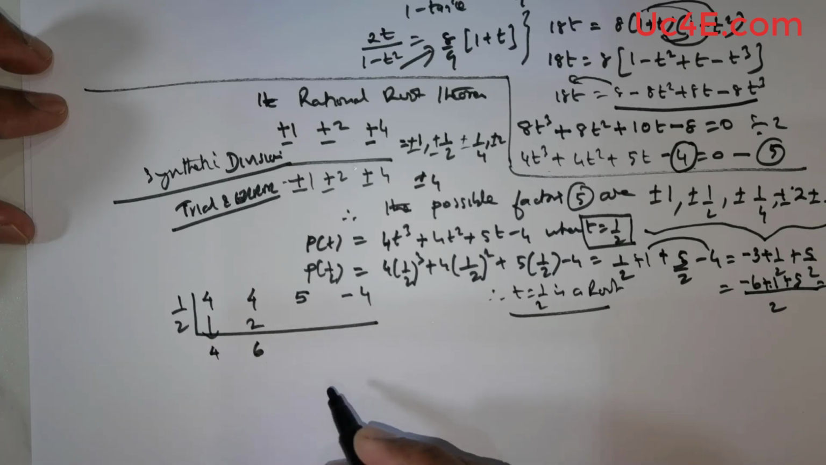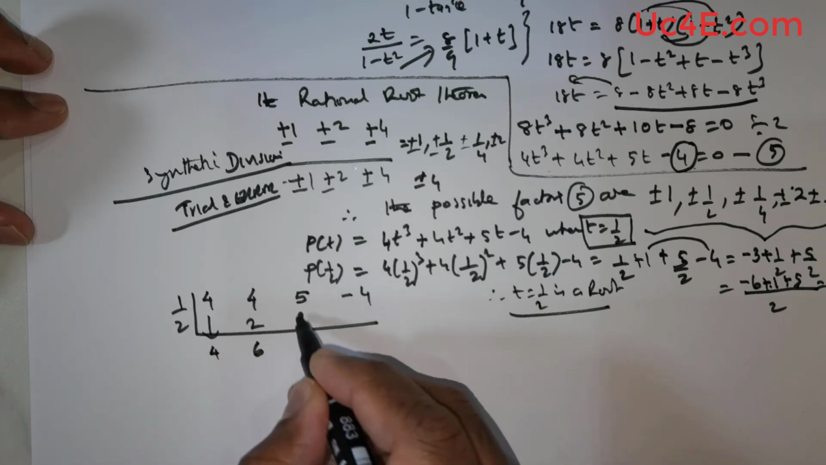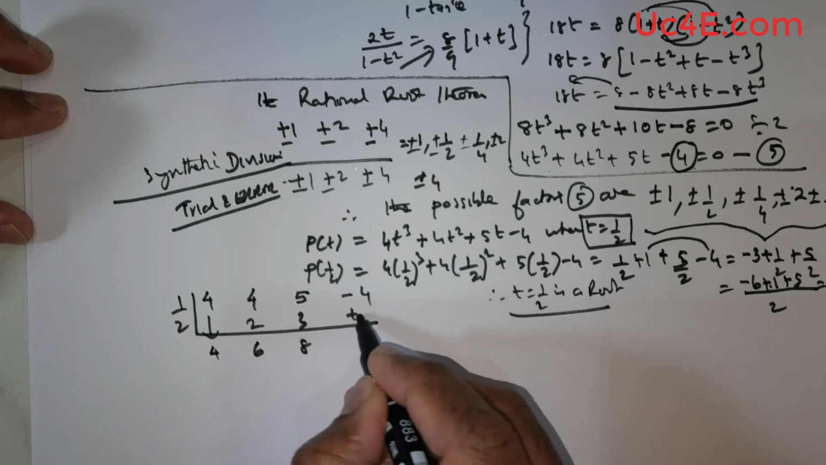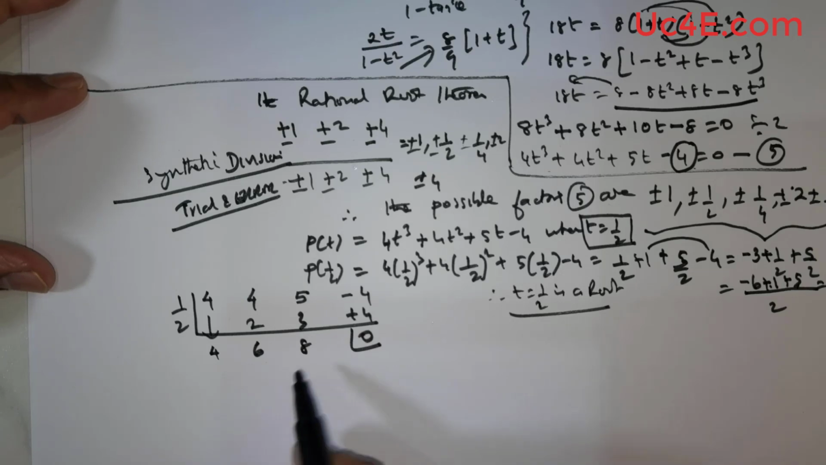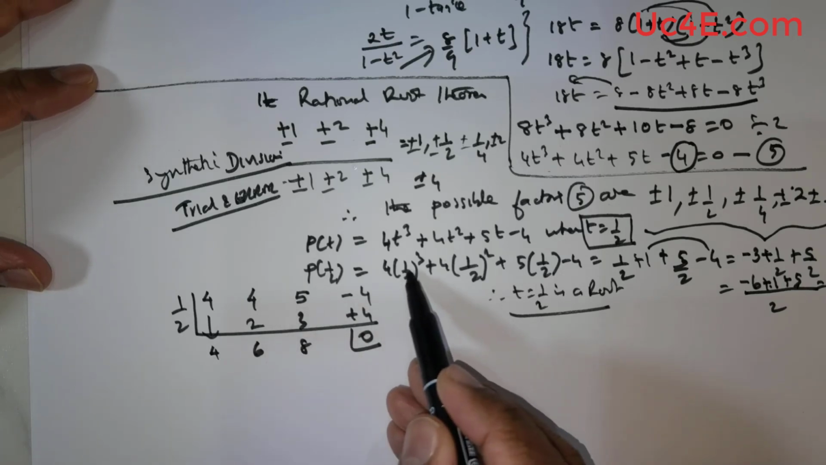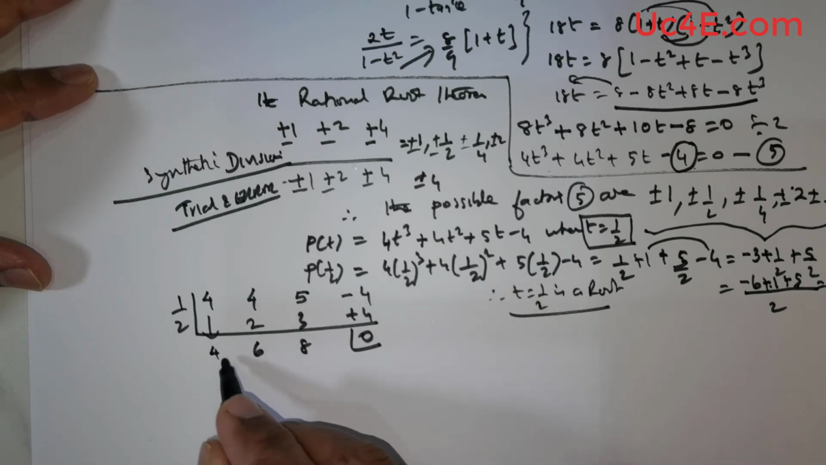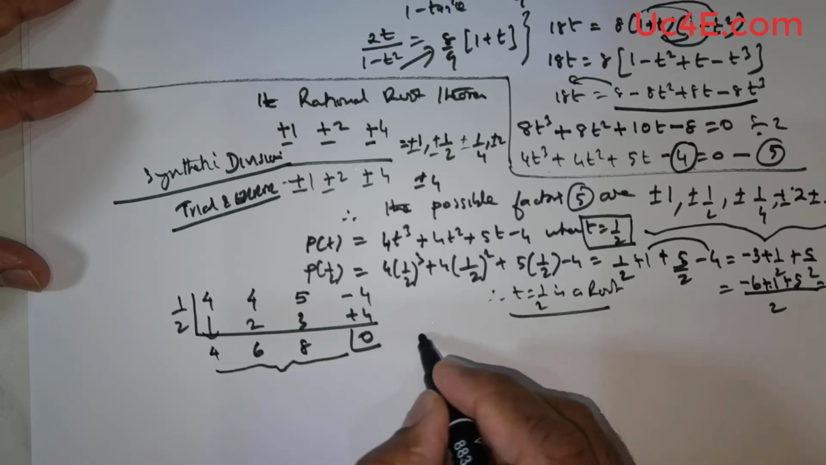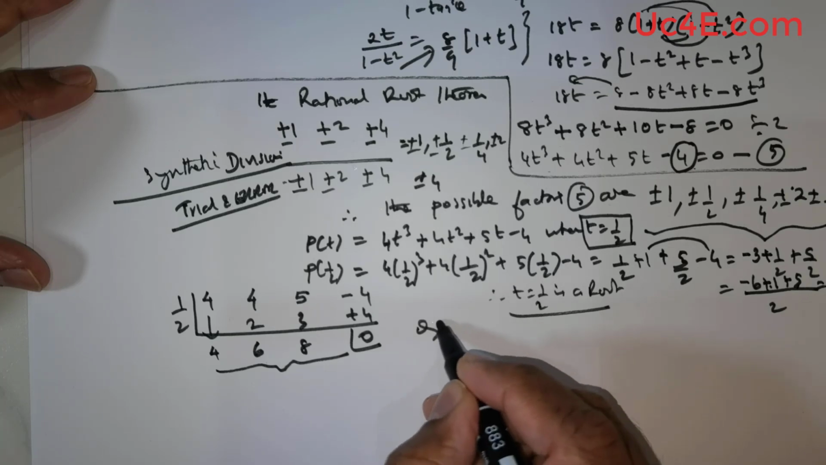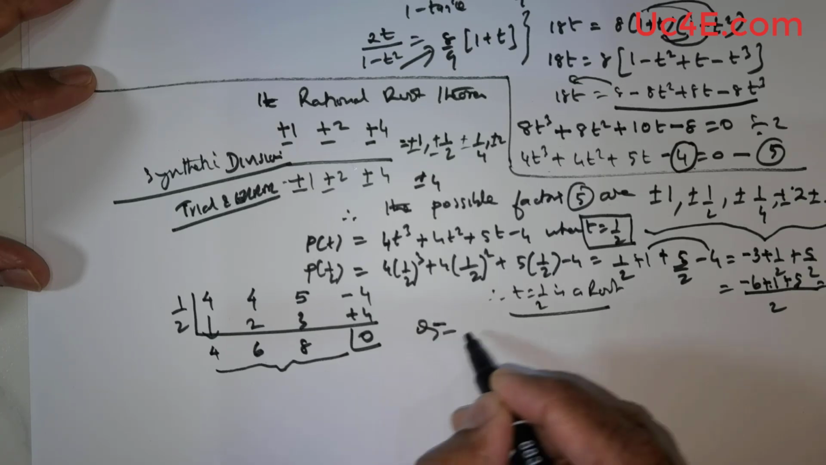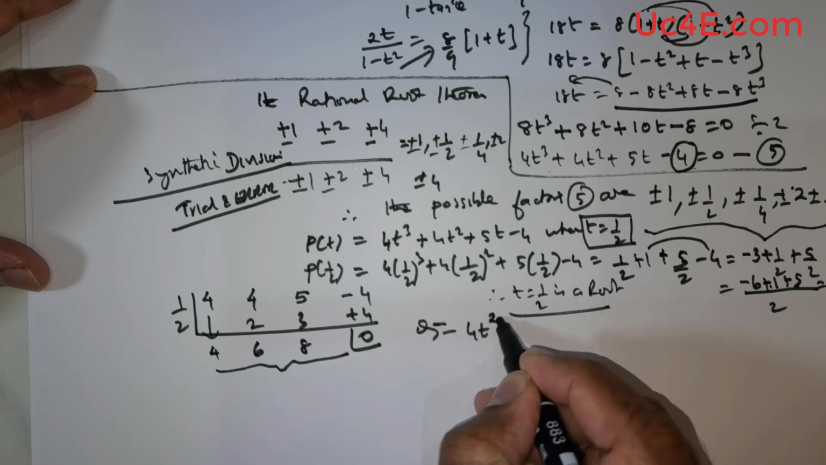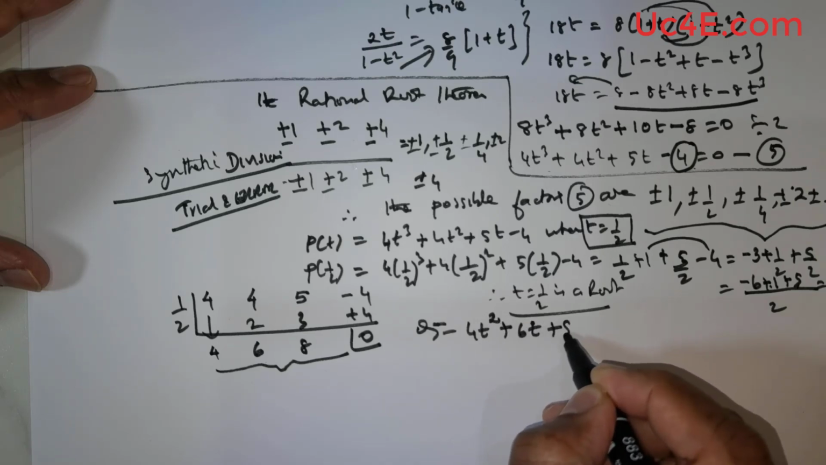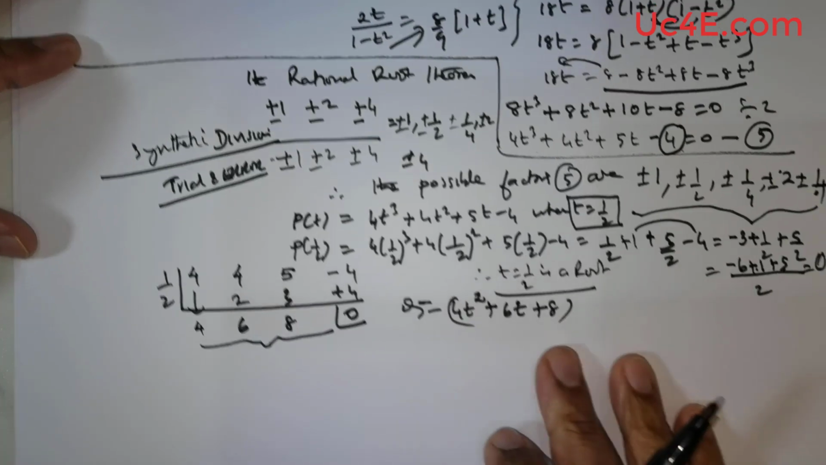Multiply 1/2 with 6, that's going to give me 3. Add 5 with 3, that's going to give me 8. 8 multiplied with 1/2 will give me positive 4. Add to negative 4, so this is 0. That's fine. Now, whenever you apply synthetic division, the degree of the polynomial gets reduced by 1. So that is the reason the quotient is 4t squared plus 6t plus 8. This is the quotient. Remainder is 0, so no need to worry.